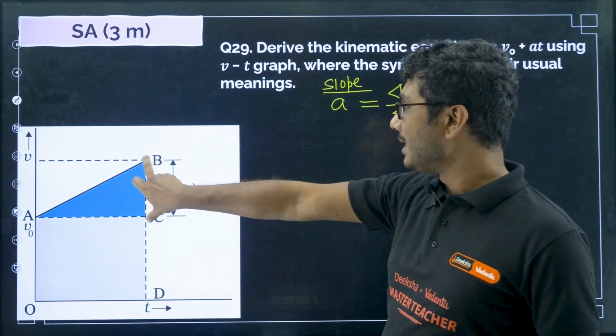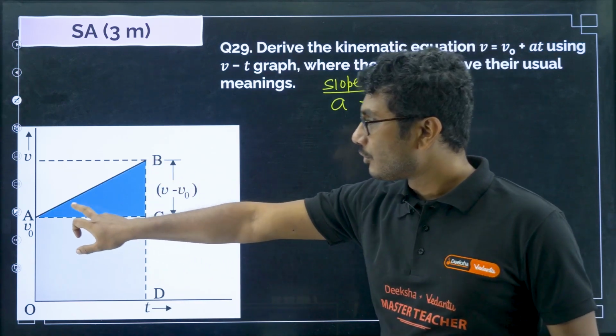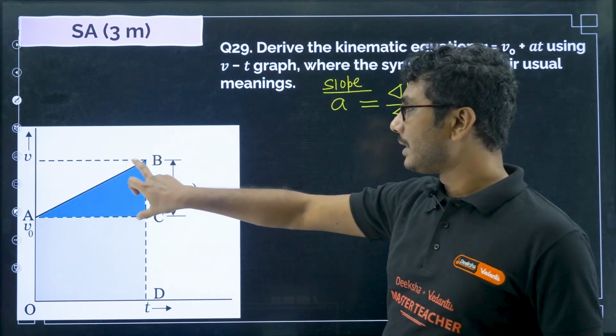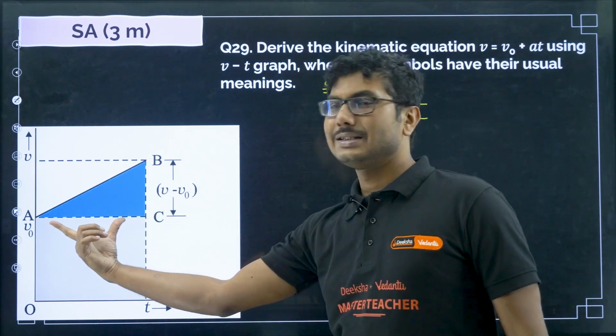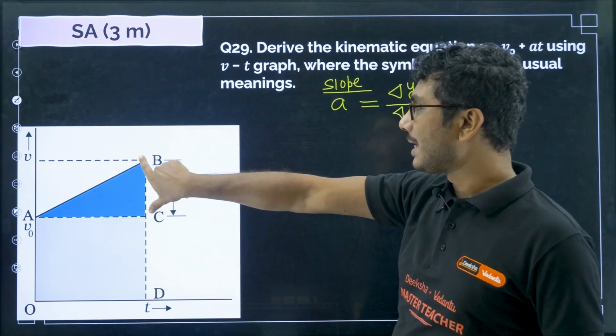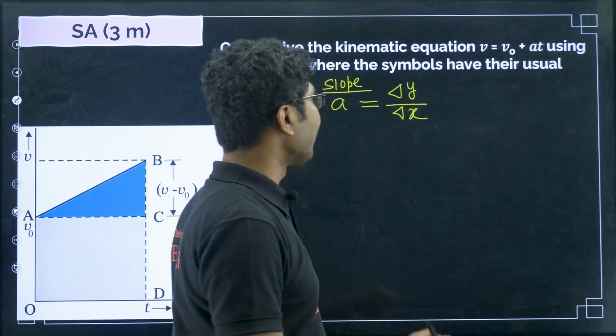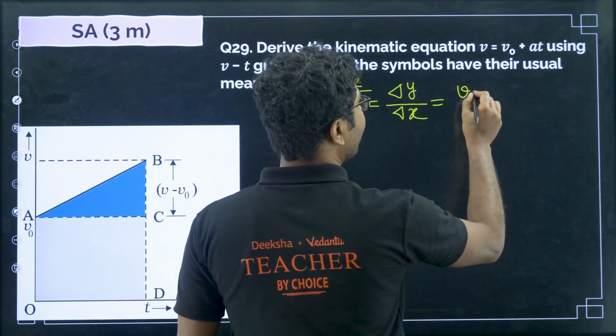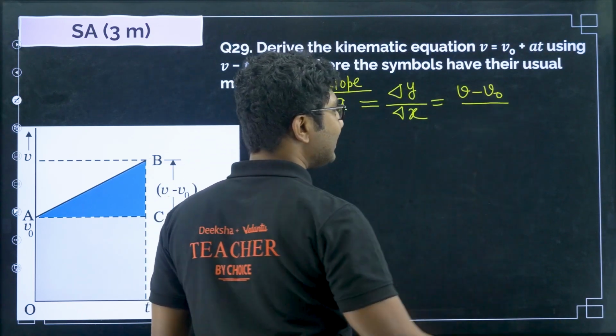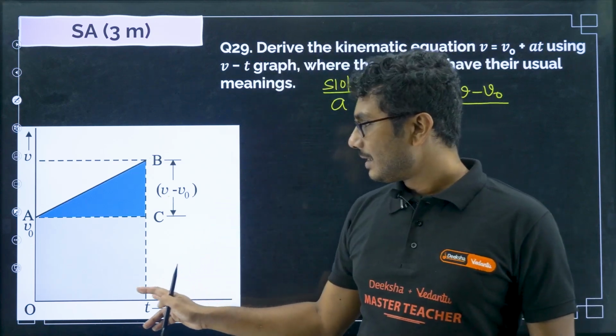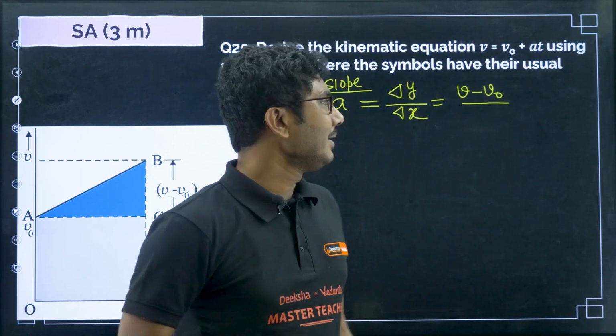So, what is delta y here? Delta y is this difference. This is the angle that we are trying to calculate. Delta y is this, delta x is this. As simple as this. Delta y is basically V minus V naught, and delta x is this time, the total time taken T.